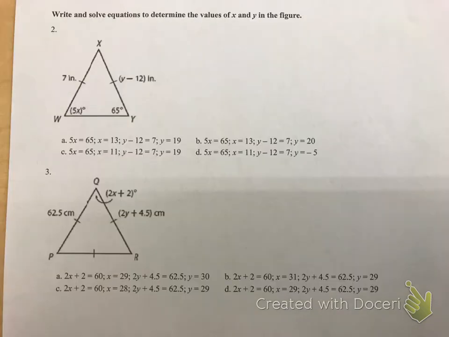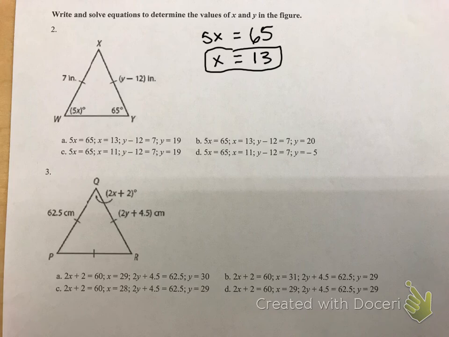Looking at another example. We have two sides that are the same, so the two angles have to be the same, which means that 5x has to equal 65. We divide by 5. That means that x is 13. And y minus 12 equals 7. So after we add 12 to both sides, y equals 19.